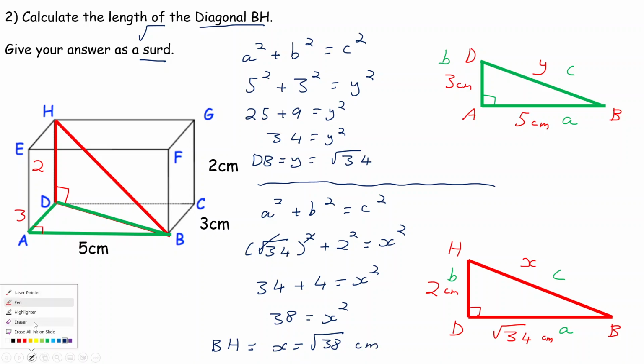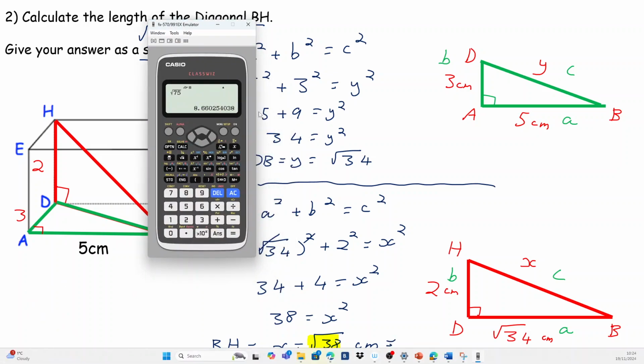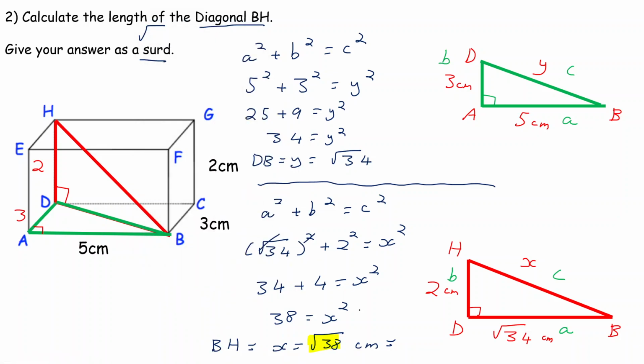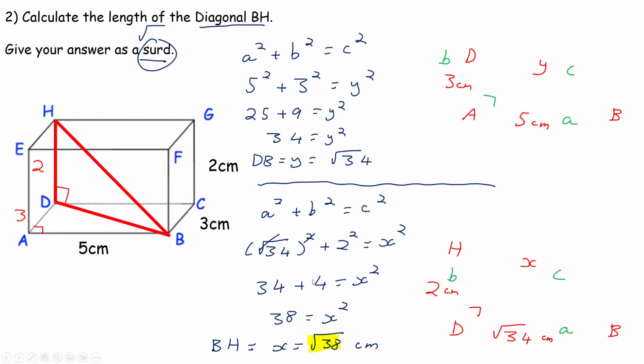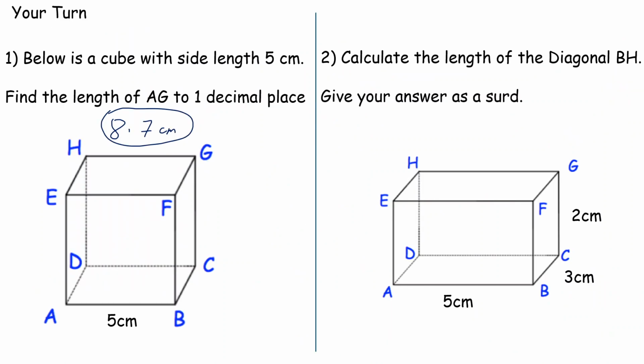Really important, this time we do leave it as this. If you did get your answer by putting root 38 into the calculator, which is equal to 6.2, you might have put 6.2, but you must have your answer as a surd. That is crucial, so you can't have this one. So root 38 is your answer here, and we put that back on here. So we've got root 38 centimeters as the answer.